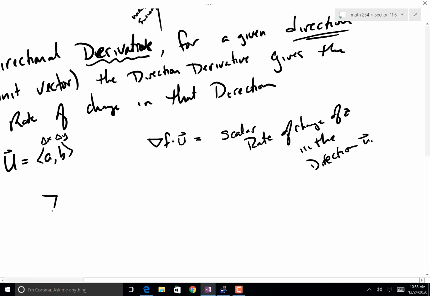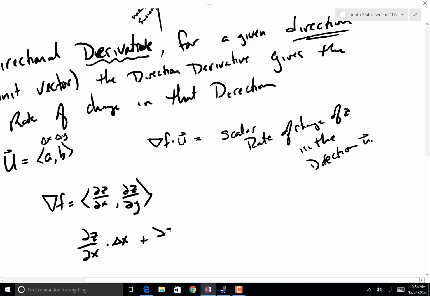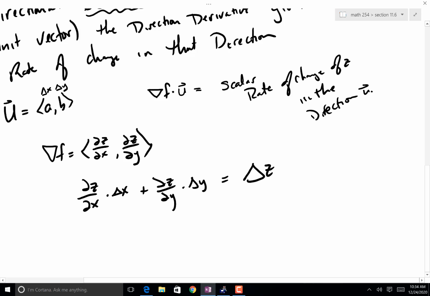Because what is the gradient? Well, the gradient is, by definition, a change in z over a change in x, and a change in z over a change in y. So when you take the dot product, you end up with dz dx times delta x plus dz dy times a delta y, for a grand total of basically a big delta z. A delta z, Jay, but over what? I'm glad you asked. Over 1 unit.